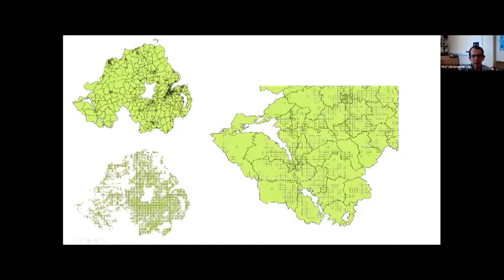So just to show in a little bit more detail some examples. We're looking at the southwest, obviously. You can see the outlines of grid squares superimposed on some of these super output areas.